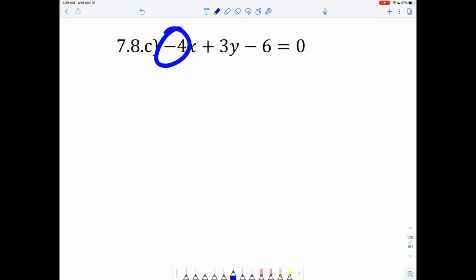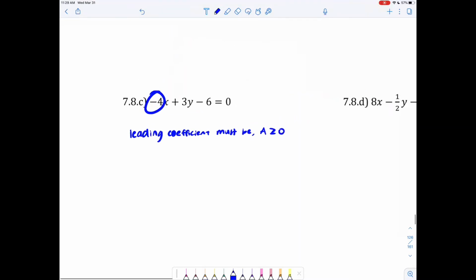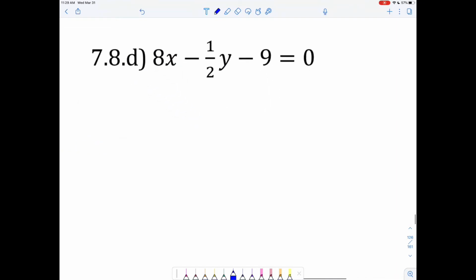But our leading coefficient must be, a is greater than or equal to 0. Our a value would have to be greater or equal to 0. We could fix this by moving all of our terms to the other side or multiplying everything by minus 1. Last but not least, we've got everything on that one side. We've got the equal 0.